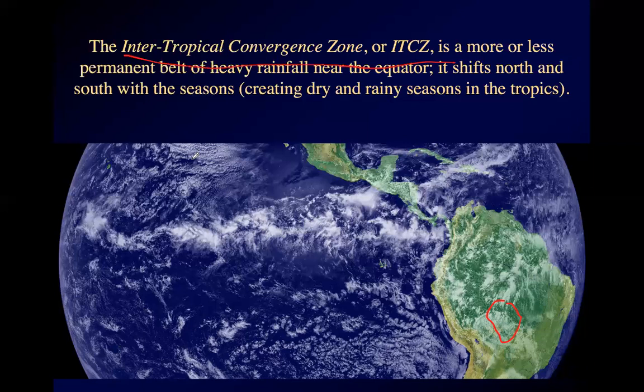And that's ultimately caused by all of that rising air that's picking up a lot of moisture, lifting it up, and then dropping it back down in the form of rain. So you can see that rain band right there on satellite. That's the intertropical convergence zone.